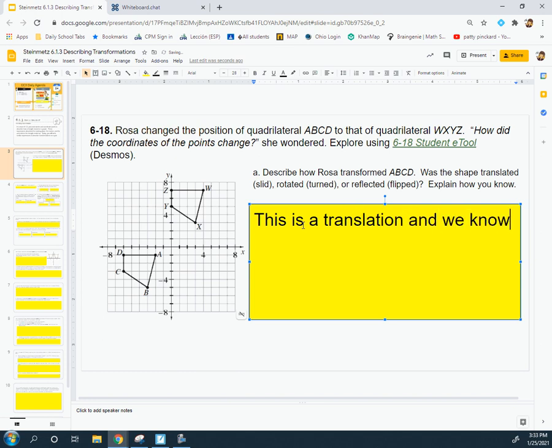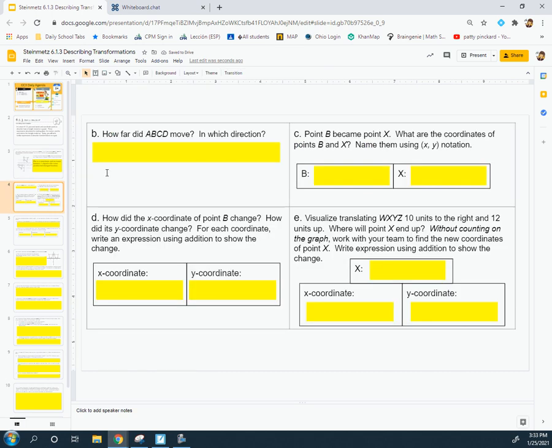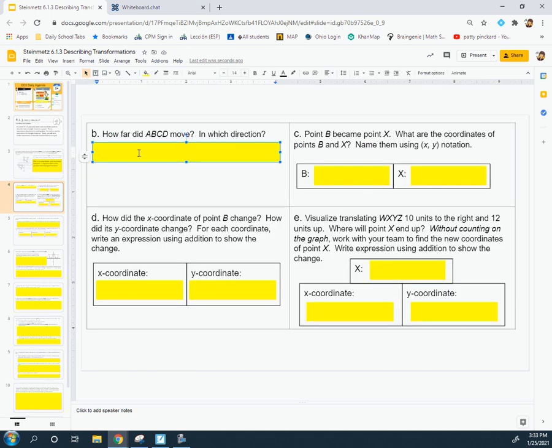And we know because it stayed in the same position, but changed location. Okay, so just how far did it move? It moved 6 units to the right and 8 units up. So it says, so point B, so let's go back to the graph.